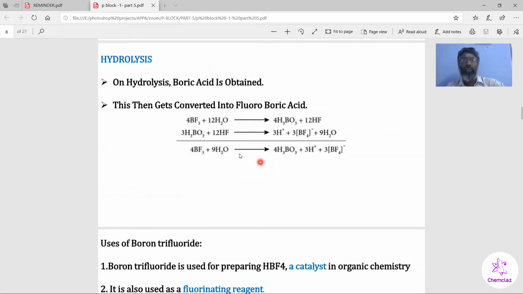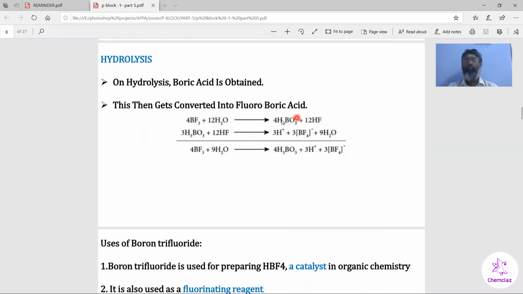The second one is hydrolysis. Boron trifluoride undergoes hydrolysis. First it gives boric acid, H3BO3. This boric acid undergoes further reaction to give fluoroboric acid. This is the overall reaction. In the first step, 4 moles of boron trifluoride react with 12 moles of water, which gives 4 moles of boric acid and 12 moles of HF, hydrogen fluoride.